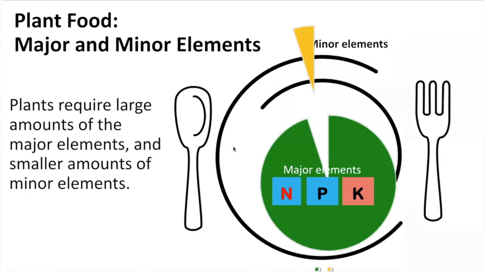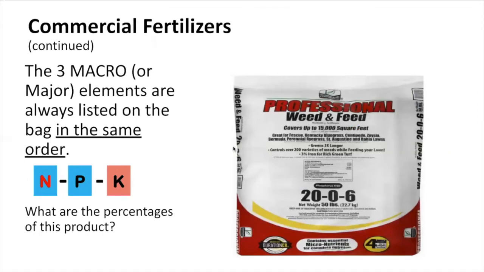Okay, plants require large amounts of the major elements, smaller amounts of the minor elements, but they still have to have both. Commercial fertilizers, again, N, P, and K. What are the percentages here? Okay, this is a good one. 20, 0, and 6.